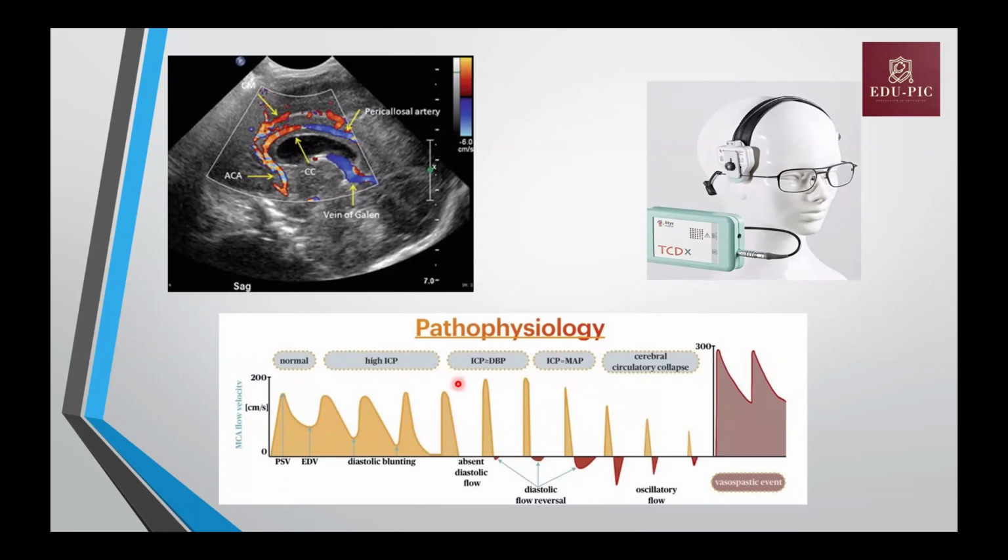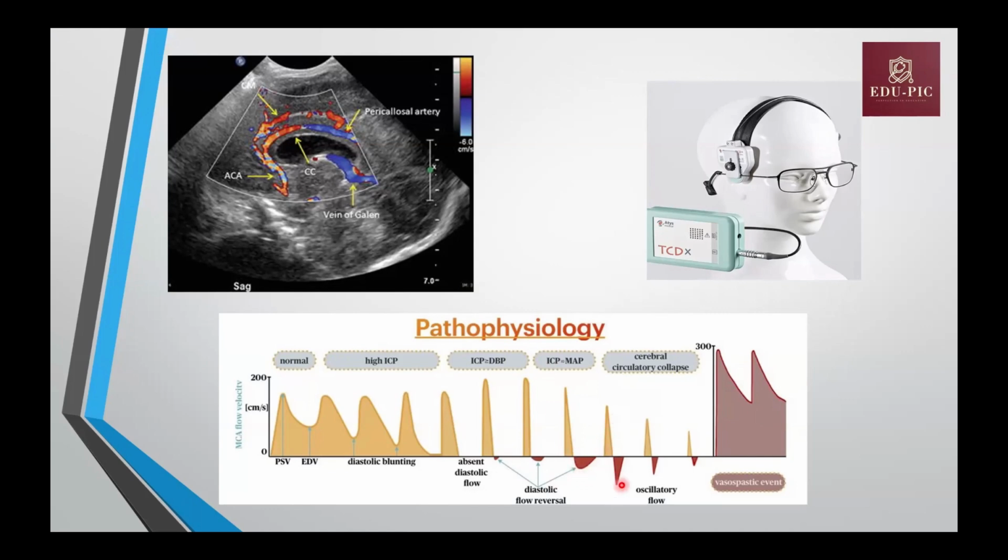Then as the intracranial pressure goes higher than the diastolic blood pressure completely, so if the intracranial pressure in the brain, around the brain, is higher than the diastolic blood pressure, then there's not going to be any blood flow during diastole. And then with time, actually, there's going to be a reversal of flow, which is very bad. That means your ICP is now equal to your mean arterial pressure.